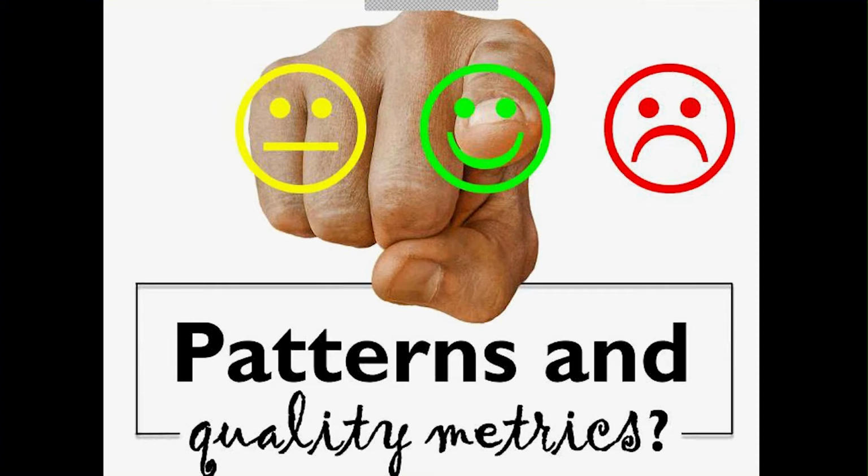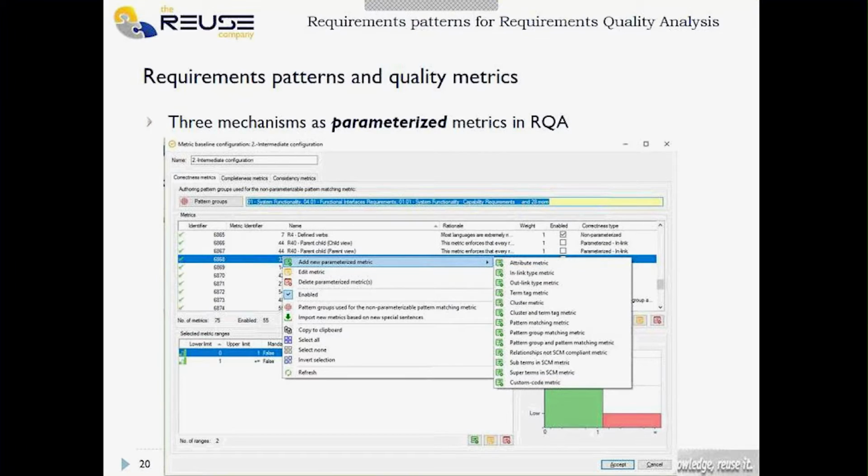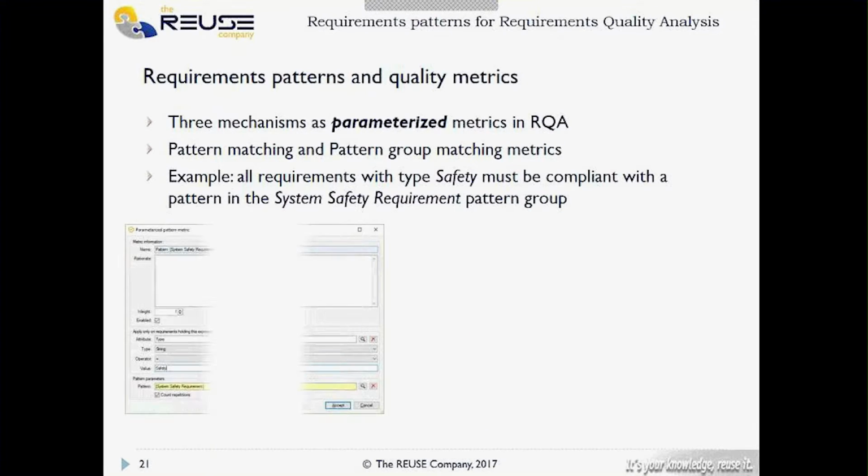However, as I said, there are other ways to use patterns. So let me briefly show you some of these other ways to use patterns. First, in the correctness section of Requirements Quality Analyzer, we provide a number of out-of-the-box metrics. However, we also provide what we call the parameterized metrics, meaning that the metrics that require some sort of parameter to work. In this case, there are three different types.